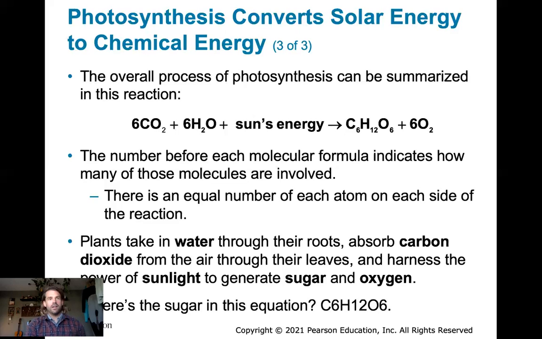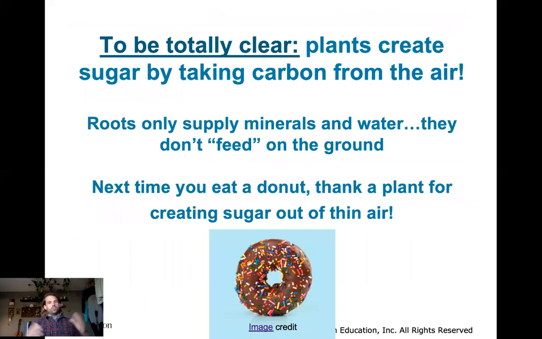So I guarantee you I'll ask you a question of, where does the carbon come from in the plant, right? So like the plant that you see growing in your front yard right now, that material is literally pulled out of the air from the carbon dioxide in the air. It's taking that gaseous form using energy to create structure, okay? So to be totally clear, plants create sugar by taking carbon from the air. Roots don't feed on the ground, for example.